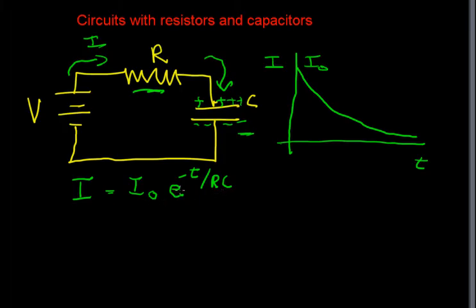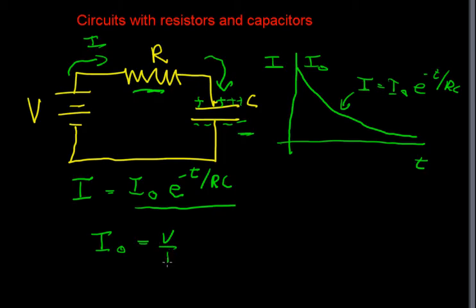And so you can probably tell, if you remember your algebra, that this is a decaying exponential. That's what this graph is. This is I equals I naught e to the minus t over RC. That's what that graph is. And I naught is just V divided by R, where V is the voltage of your battery and R is the resistance in your circuit.